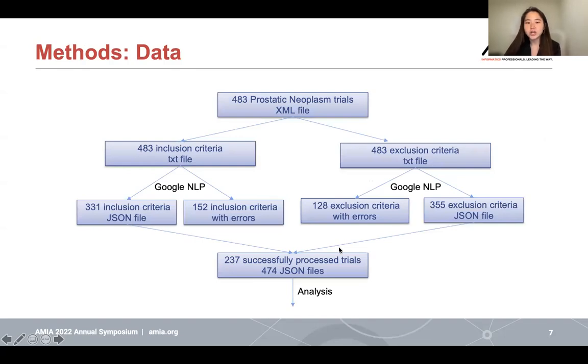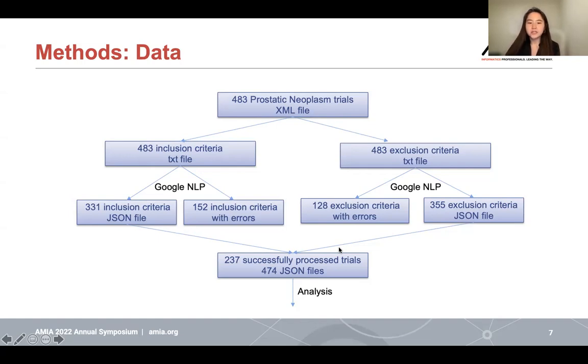All clinical trials were searched under prostatic neoplasms on August 17th, 2021, which yielded 483 trials. Each of the trials was downloaded as an XML file, which was processed to extract the eligibility criteria. The eligibility criteria of each trial was searched for the terms inclusion criteria and exclusion criteria. Then it was separated into two text files, one for inclusion and the other for exclusion criteria. For the trials that did not explicitly mention inclusion or exclusion criteria, all the text under eligibility criteria was considered as inclusion criteria, which yielded an empty text file for the exclusion criteria.